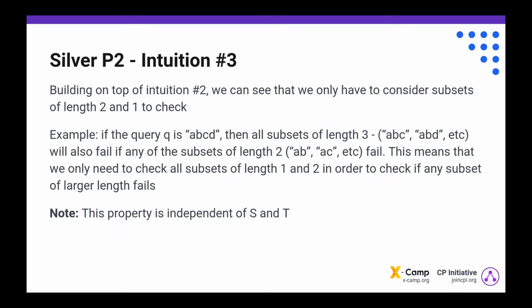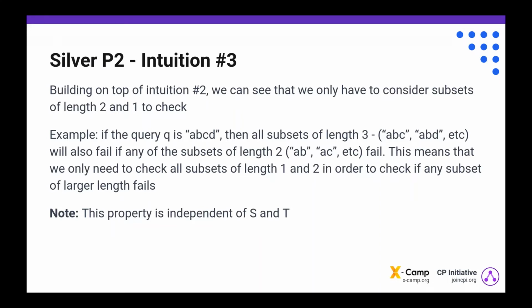But basically the intuition is for query subset length 2. If there's a subset of length 2 that fails, then the entire query will also fail. So that's our grand intuition. And once again, this property is independent of S and T.